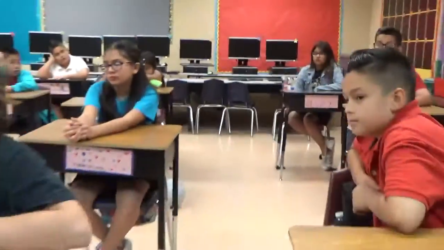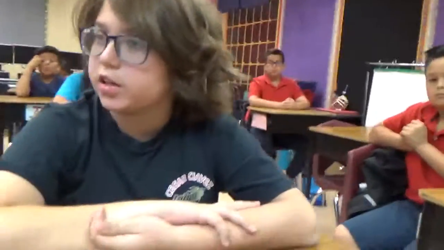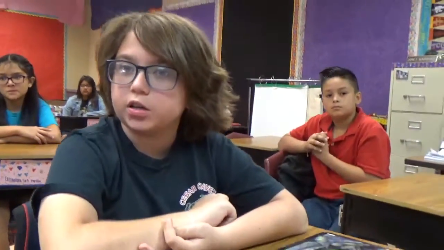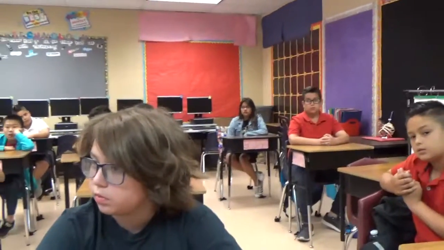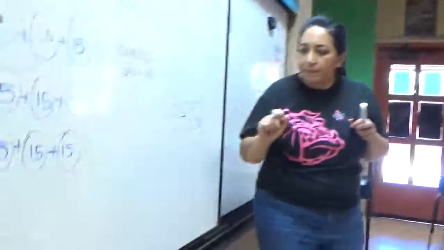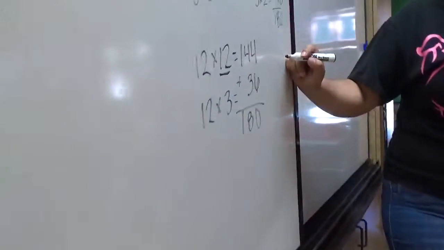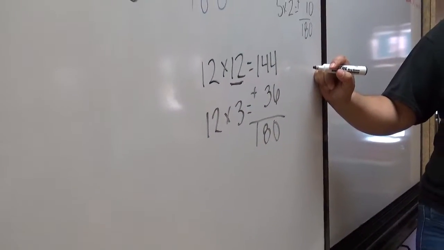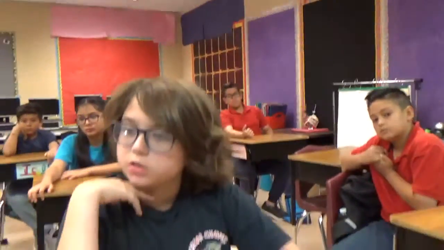Anybody else, Angel? I multiplied 12 times 12, and that gives me 144. And then I multiplied 12 times 3, and that gave me 36. And then I add them both, and that gives me 180. Where'd you get this 12 from? I just know that's the highest number I know, 12 times 7. And the 3 is because 12 plus 3 equals 15, so that's why I use 3.